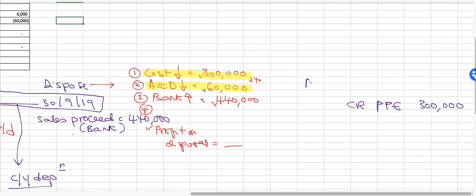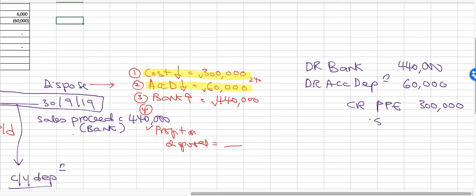Reduce accumulated depreciation, you have to debit accumulated depreciation, 60,000. Your bank increases, you get money. Letak kat atas lah. Okay, debit bank, 440,000. So then you balance off the figure, you get SOPL kat sini kan? Gain on disposal. Okay, berapa ni? This is 500 minus 300, so you get gain 200 lah.